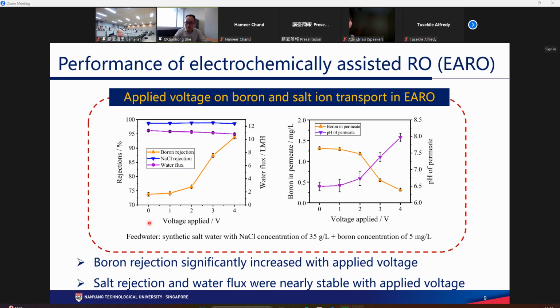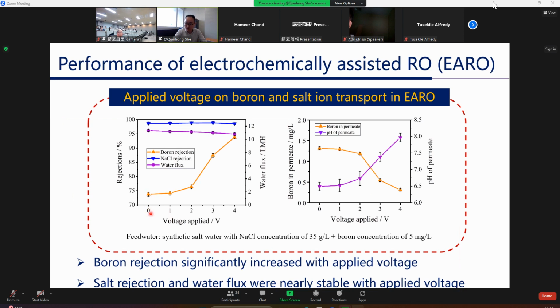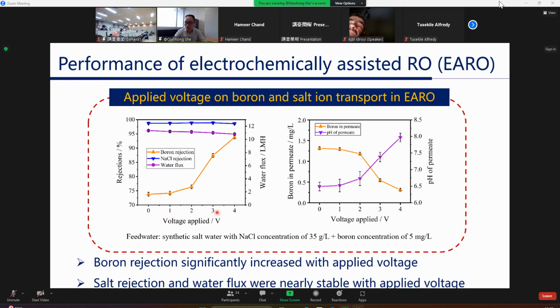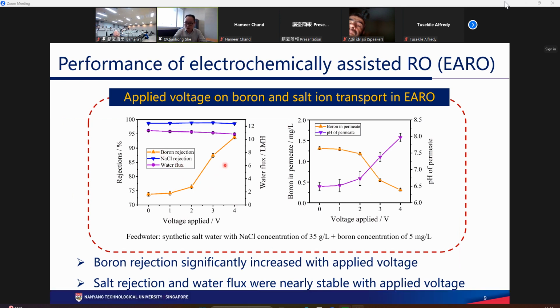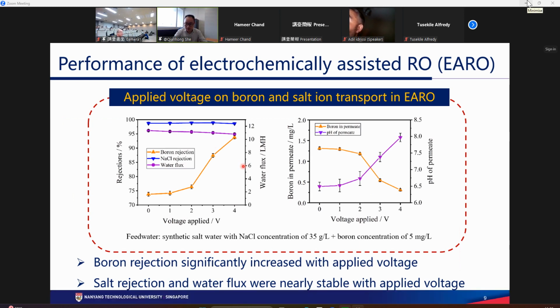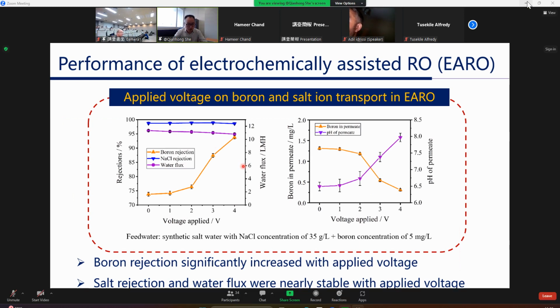So we just look at here, when there's a low voltage applied, the SWR membrane has a very low rejection to boron, just below 75%. When we gradually increase the applied voltage from 1 volt to 2, 3, and 4, the boron rejection gradually increases. And when the voltage is at 4, the rejection is above 90%. That means this meets our target. Our permeate boron concentration is lower than 0.5 ppm.